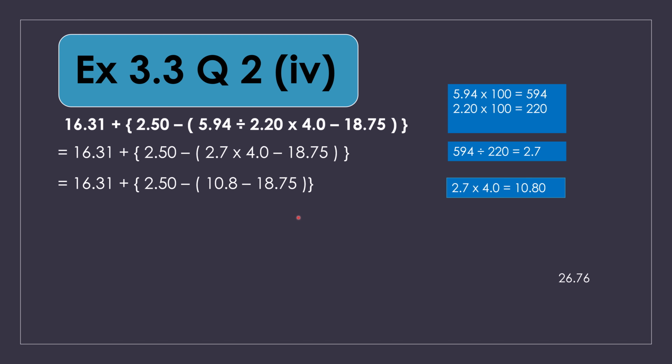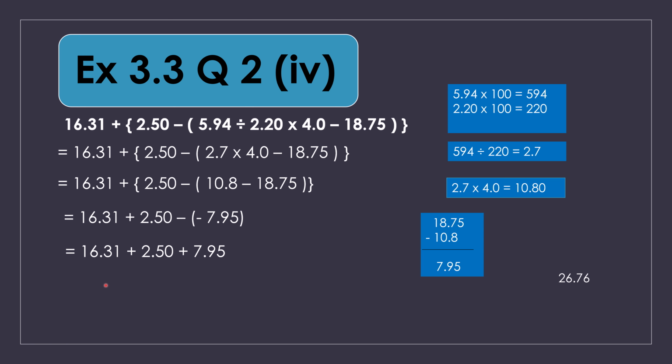Now for subtraction we have to recall that we have to put the sign of the greater value in our answer. And our answer is 7.95 with a negative sign. As we have a negative sign outside the bracket, we will resolve them also. Negative negative make positive. Now the question is simple: 16.31 plus 2.50 plus 7.95. After adding them, we get the final answer 26.76.